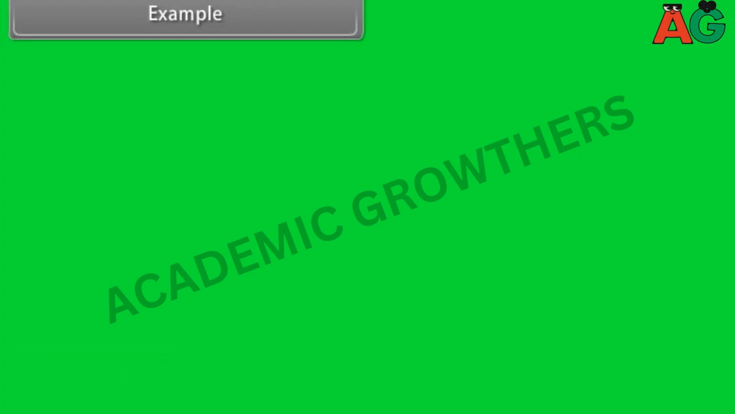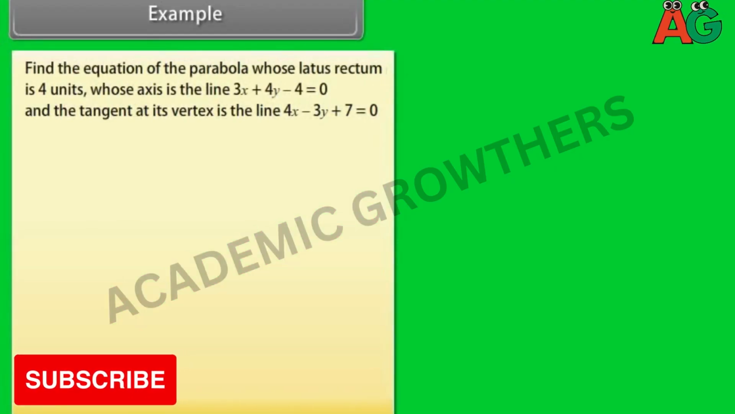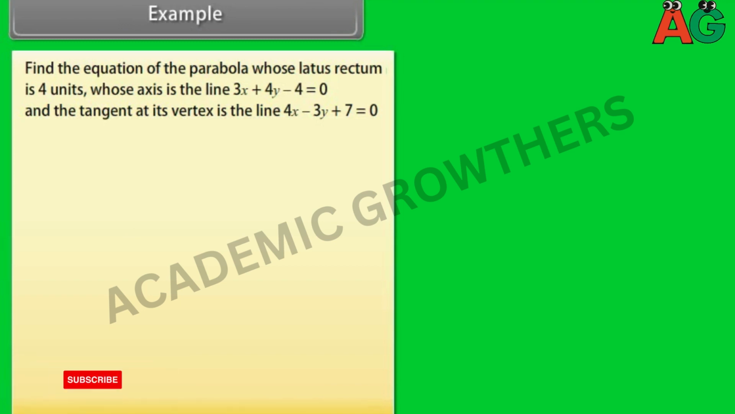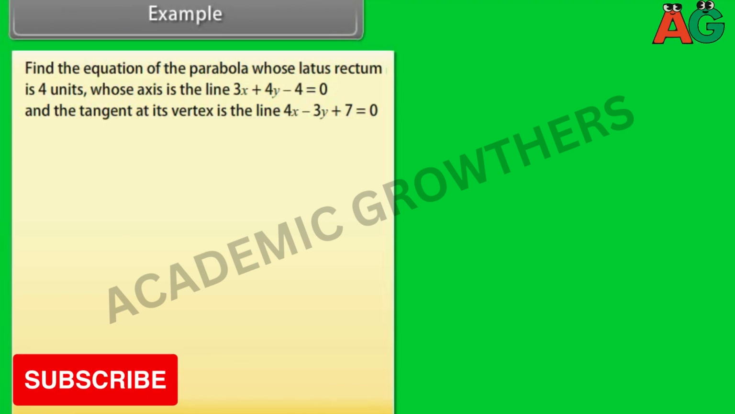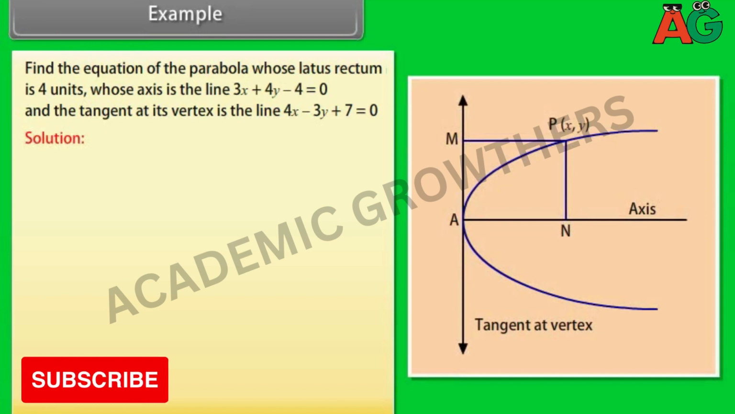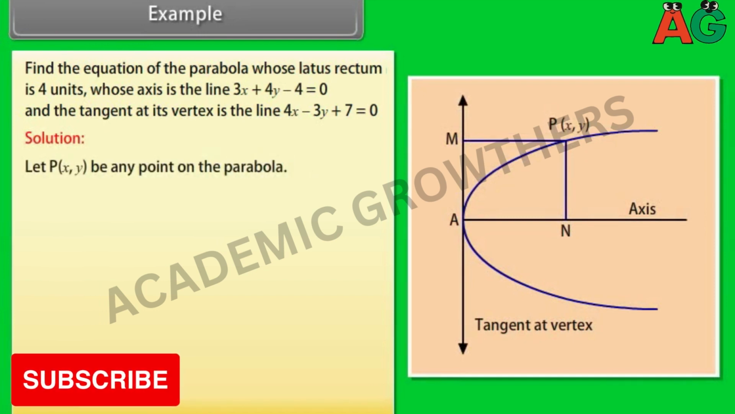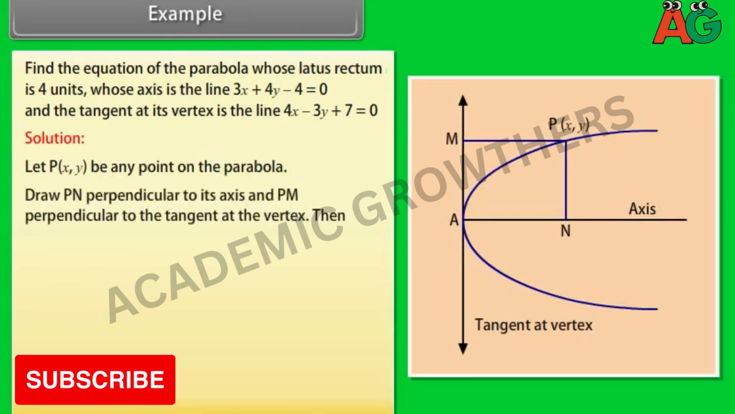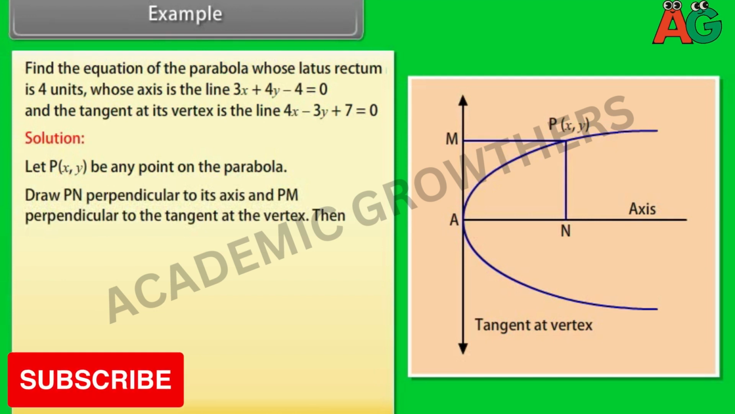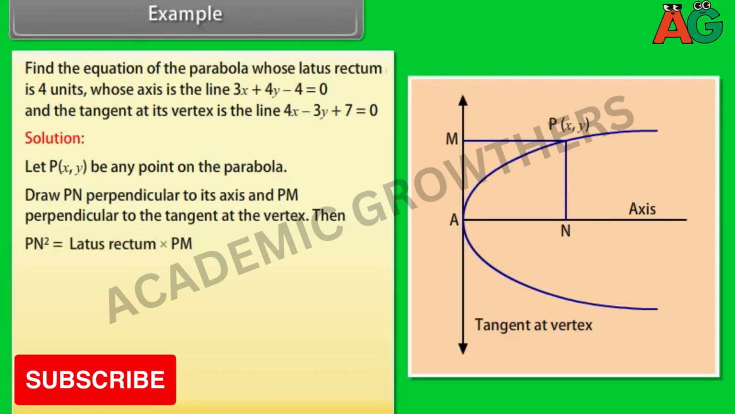Example: find the equation of the parabola whose latus rectum is 4 units, whose axis is the line 3x plus 4y minus 4 equals 0, and the tangent at its vertex is the line 4x minus 3y plus 7 equals 0. Solution: let P(x, y) be any point on the parabola. Draw PN perpendicular to its axis and PM perpendicular to the tangent at the vertex. Then PN squared equals latus rectum times PM.